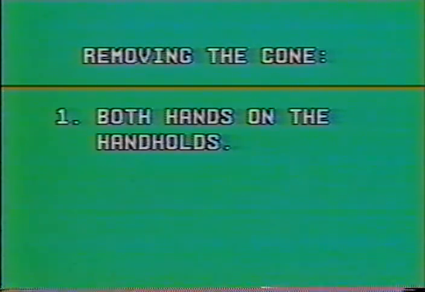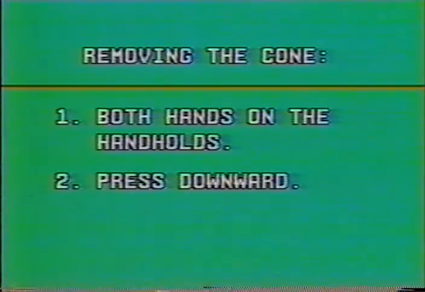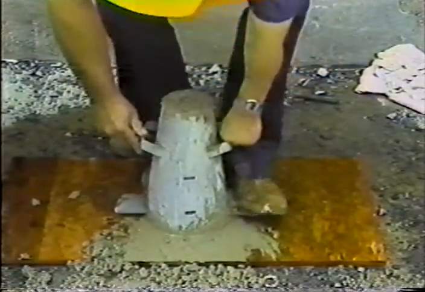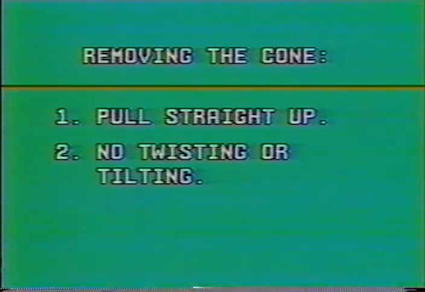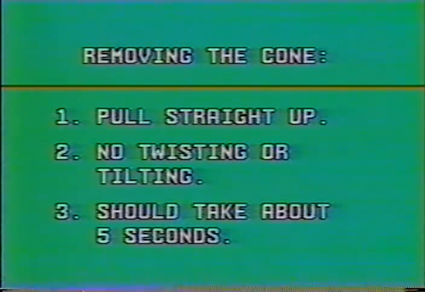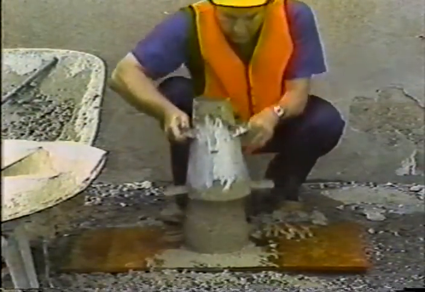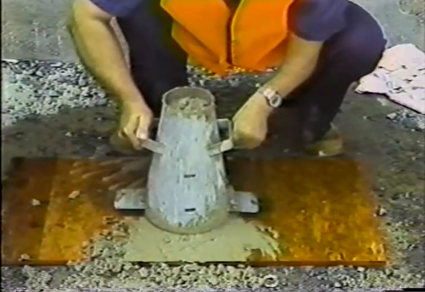Now the cone can be removed. Notice that he places both hands on the handholds and presses downward to keep the cone stable while he takes his feet off. If it's done improperly, removing the cone can ruin the test. Here are the rules. Pull straight up with no twisting or tilting allowed. It should take about 5 seconds. It takes a steady upward lift, slow enough so the concrete doesn't pull on the cone.